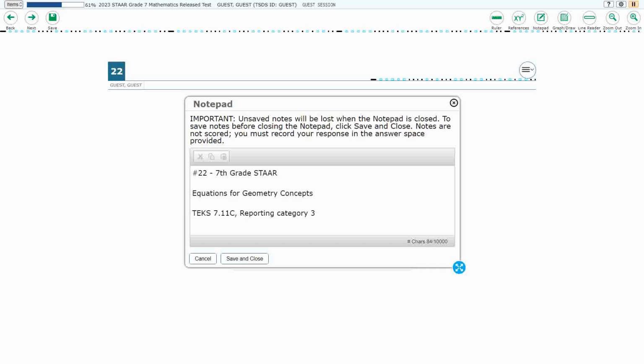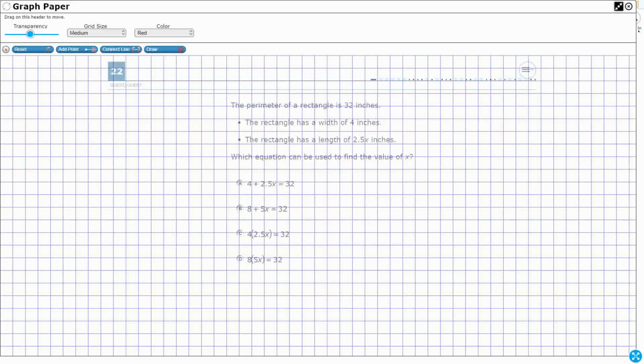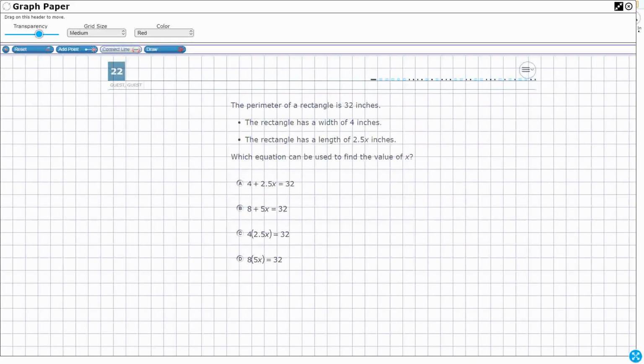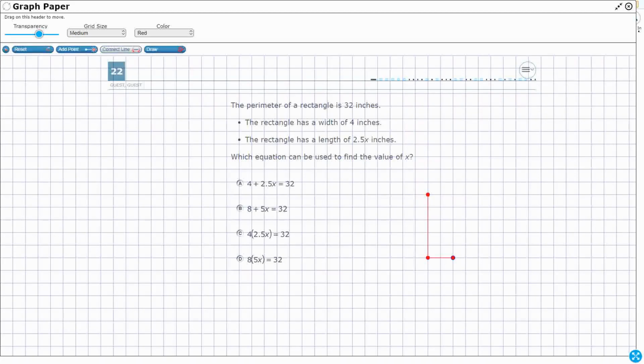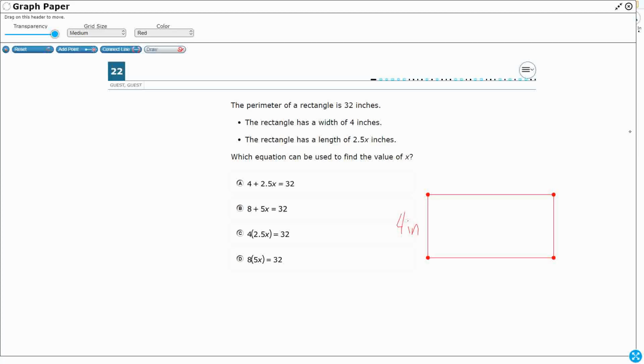For number 22, we are looking at equations for geometry concepts. This is TEKS 7.11c in reporting category 3. So we have a perimeter of a rectangle. Let's go ahead and draw a rectangle here. We can use the connect line feature to get us a nice rectangle. The rectangle has a width of 4 and length of 2.5x. So my width here is 4 inches and my length is 2.5x inches. We don't know what x is, so we need to find an equation to find the value of x.